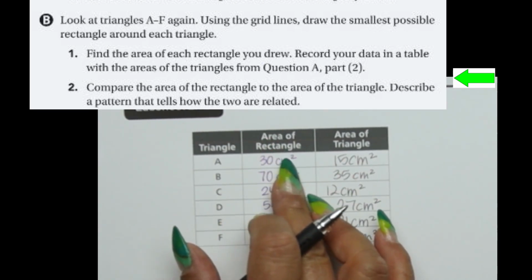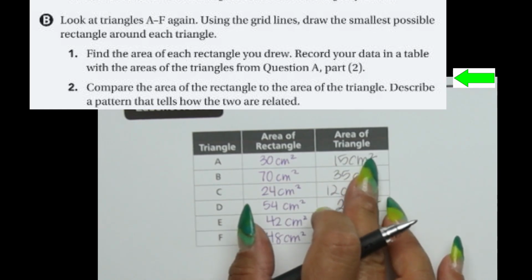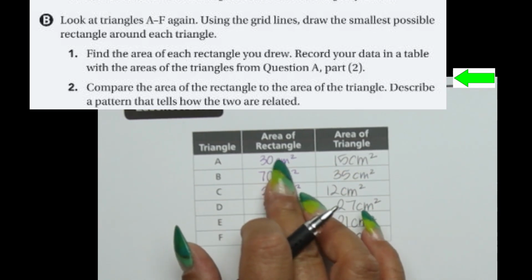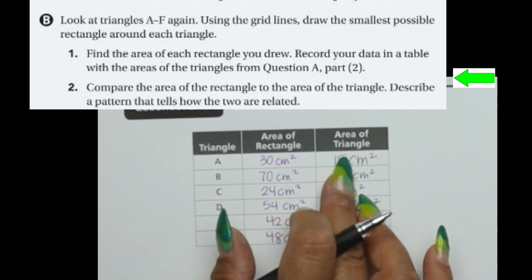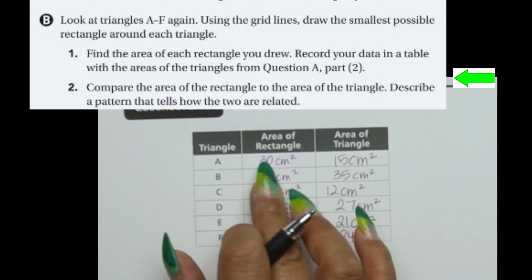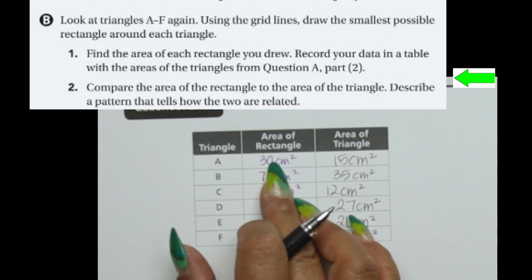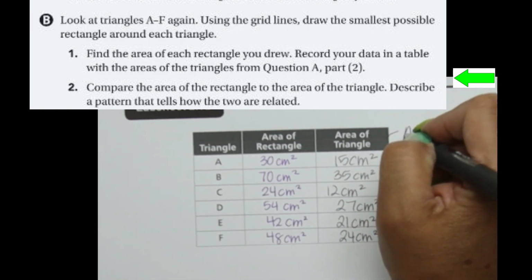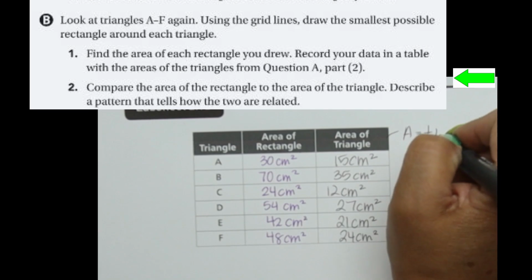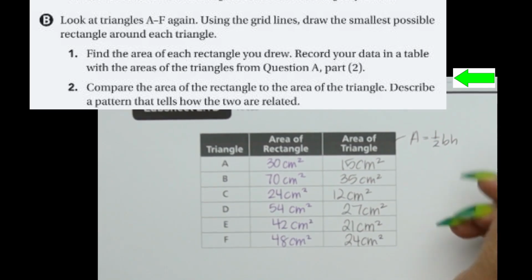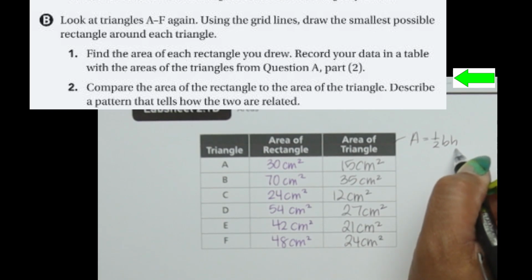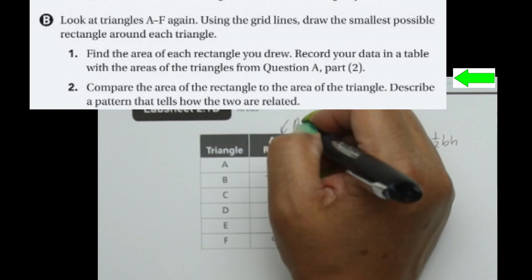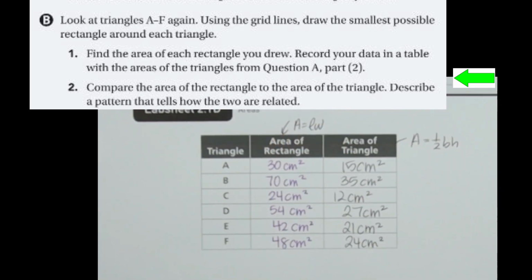Describe a pattern that tells you how the area of a triangle and a rectangle are related. I can already see that the area of a triangle is half of the area of the rectangle, right? Because this is area equals 1/2 of the base times the height, which is also the length and width of a rectangle. And this is area equals length times width.